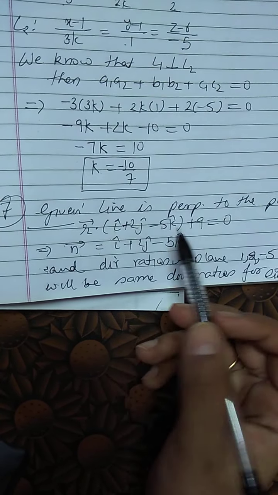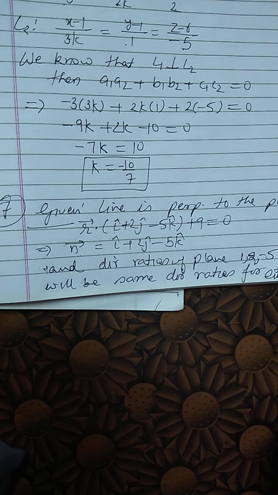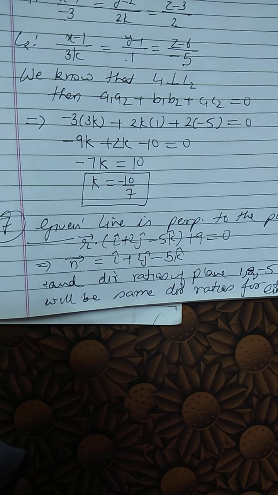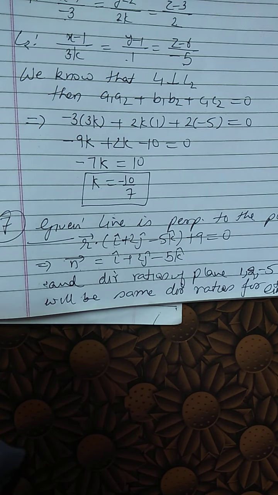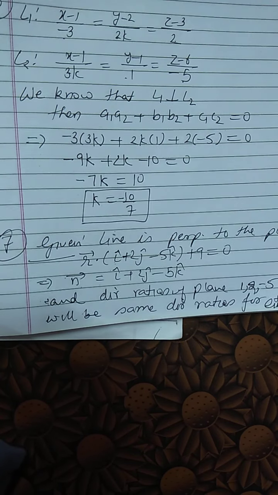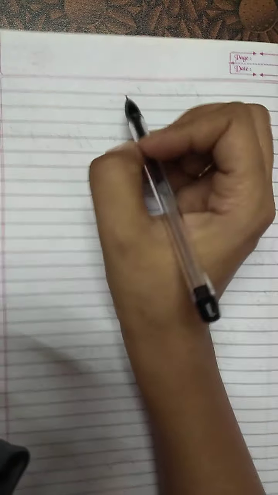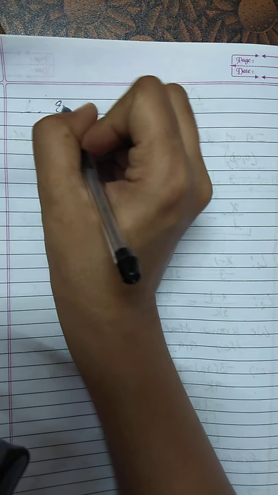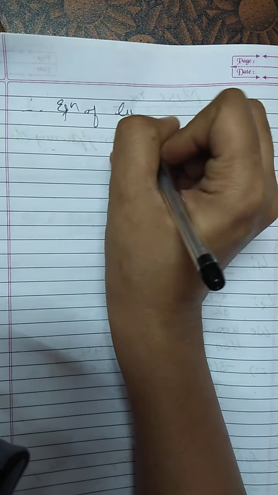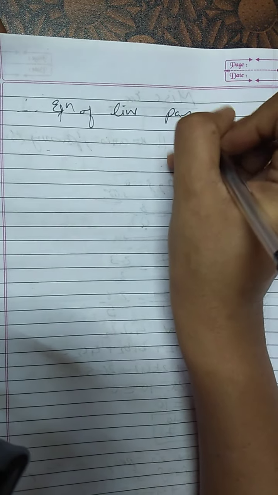Now we know the equation of line which is passing through the point, since we are given that the line is passing through the point 1, 2, 3. So let us write down the equation. So we can write down, therefore equation of line passing through the point.